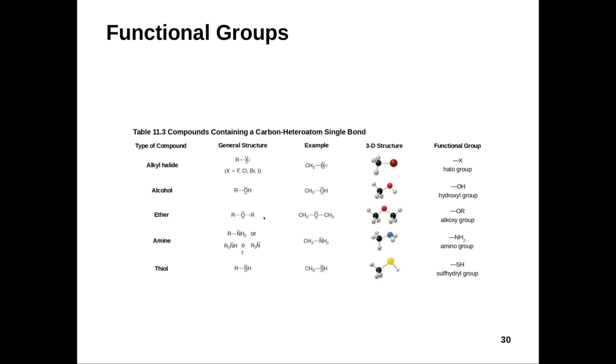So in this case, you see ROR. Remember, R stands for hydrocarbons. So in this case, we see CH3, O, CH3. This is an ether group, and this will be its 3D structure. Its generalized functional group is called an alkoxy group. I think that's how you say it. Alkoxy group, alkoxy, I don't know. Pretty sure that's how you say it.